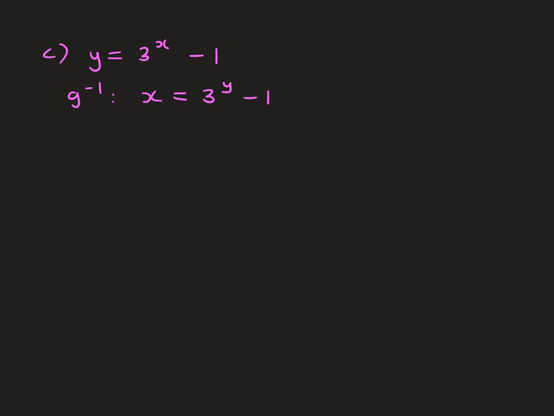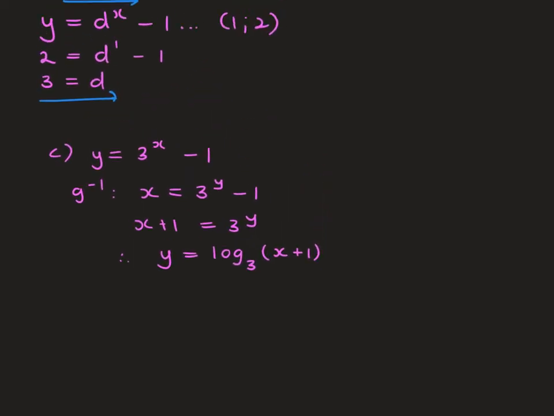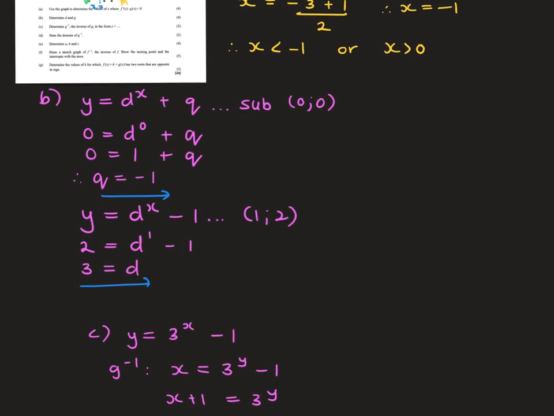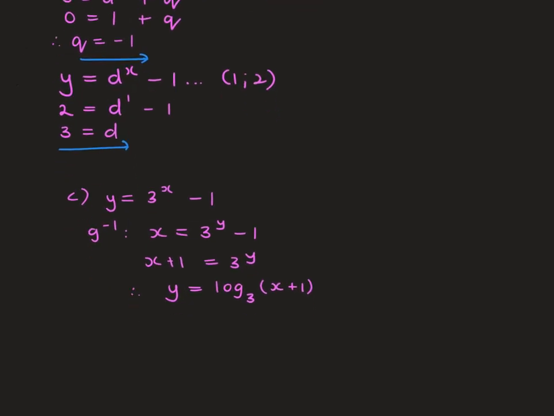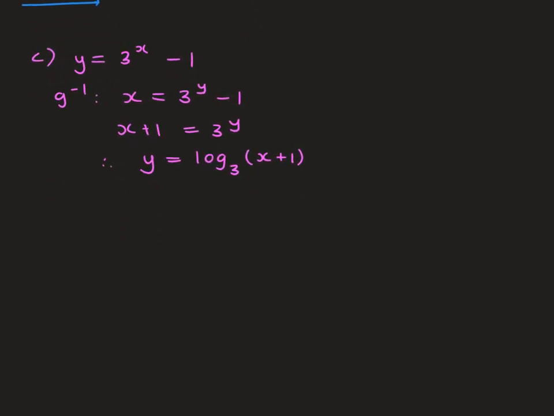Now I want that base 3 to be alone on the right-hand side. So I add 1 to each side, and now I can jump into my log form. So y will equal log base 3 of (x plus 1). That will be the equation of your inverse function. Cool. So easy, hey?